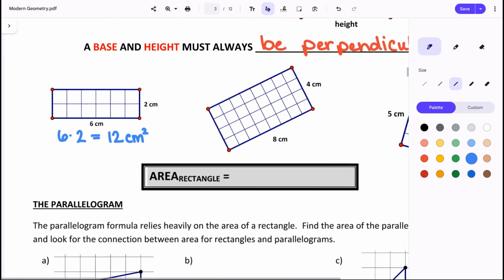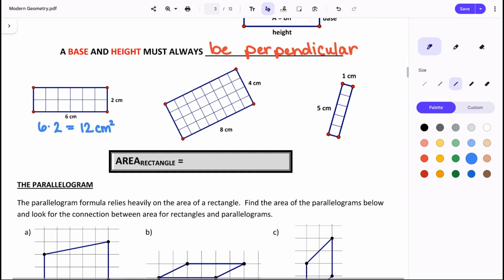All right, so let's do the other ones here. These should be pretty fast now that we know what these formulas look like. How would you guys find the area of the second one? What are you multiplying? 8 times 4, which is... good. And then the last rectangle? 5 times 1, which is just 5, and still centimeters squared.